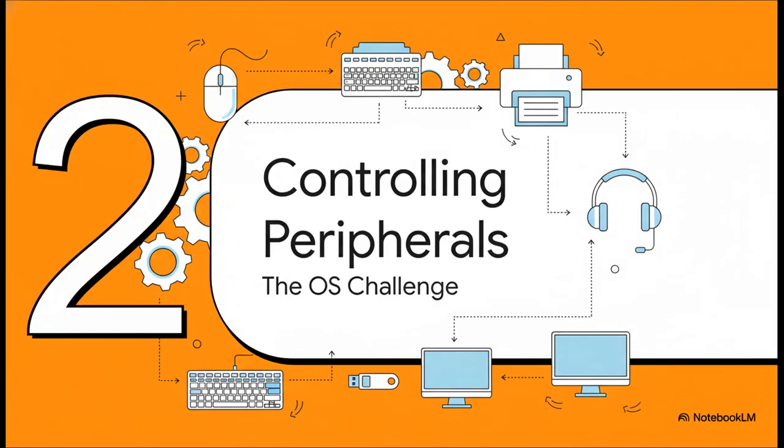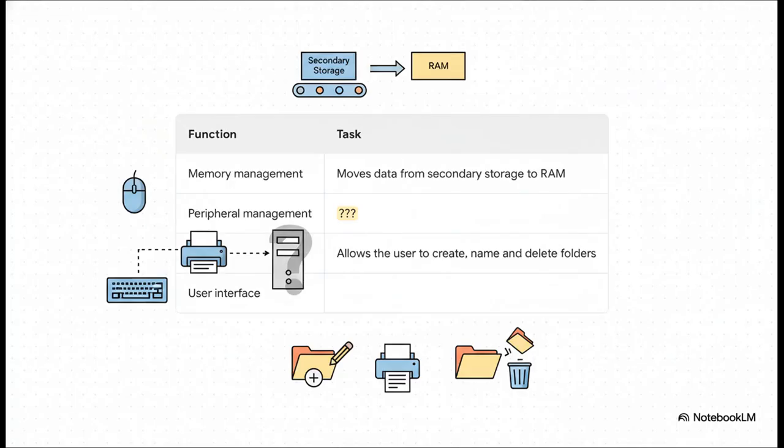Awesome. Next up, peripheral management. So this time, we've got the function, but we need to pin down the task that it actually performs. Now remember, peripherals are just any of those external devices plugged into your computer. Your mouse, your keyboard, the printer, you name it. So what does the OS actually do with them? What's its main job here?